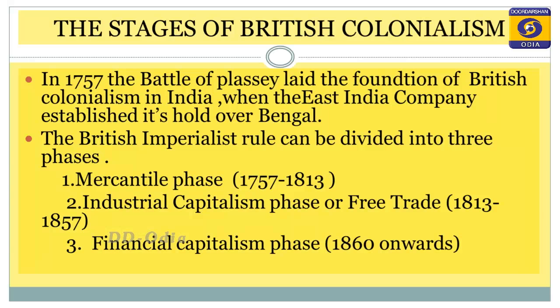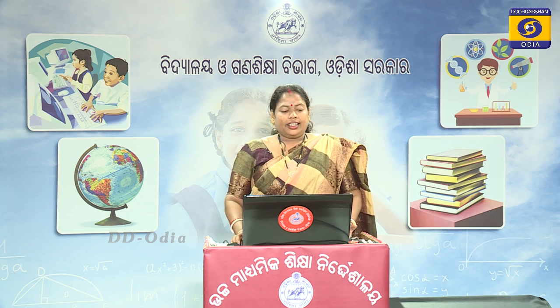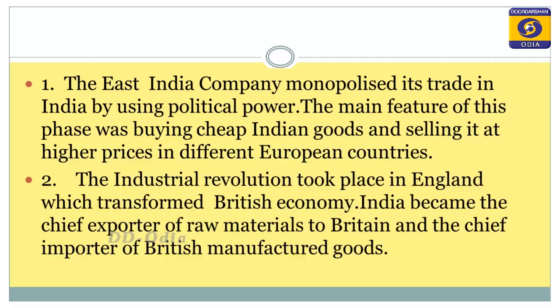So, they established the imperialist rule, which can be divided into 3 phases. That is the mercantile phase, 1757 to 1813. Then the second period was the industrial capitalism phase or free trade, 1813 to 1857. Then the financial capitalism phase, 1860 onwards. The East India Company monopolized its trade in India by using political power.